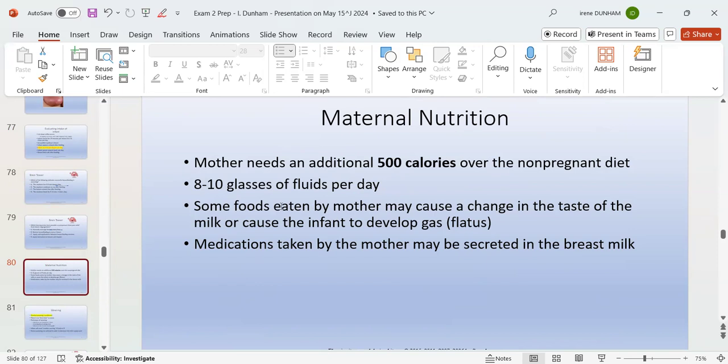And then some foods eaten by mom can cause a change in the taste of the milk or cause the infant to develop gas. If you eat a lot of chocolate, you can cause the baby to have what? More diarrhea. Remember, anything that mom takes in may be secreted in the breast milk.